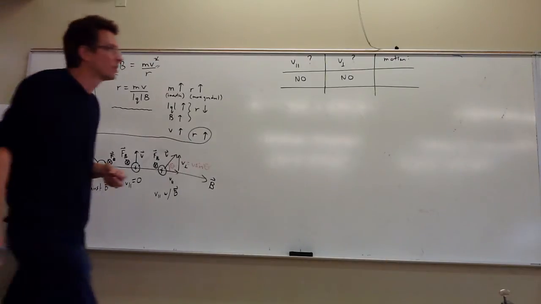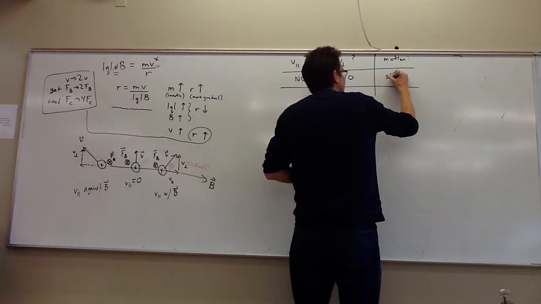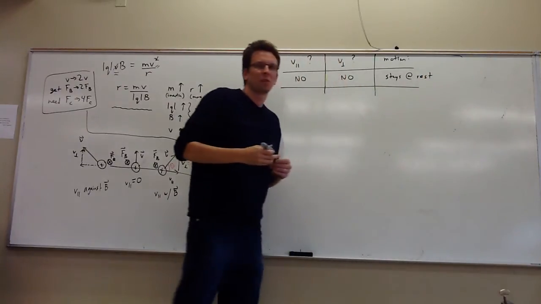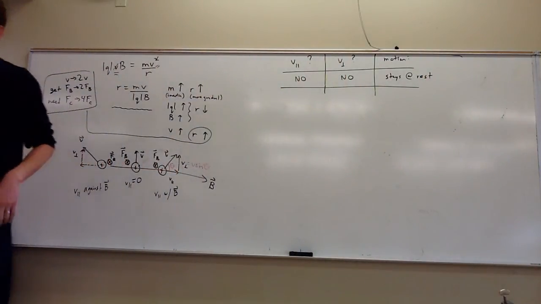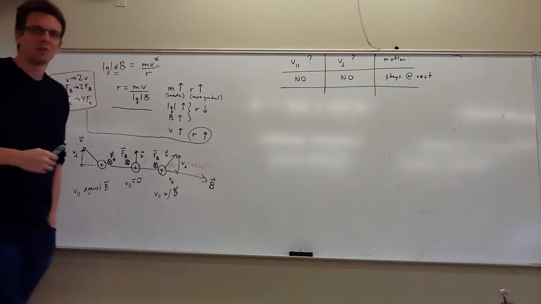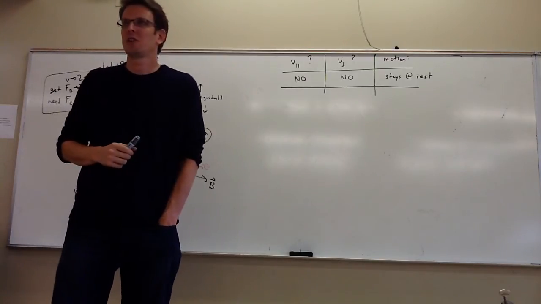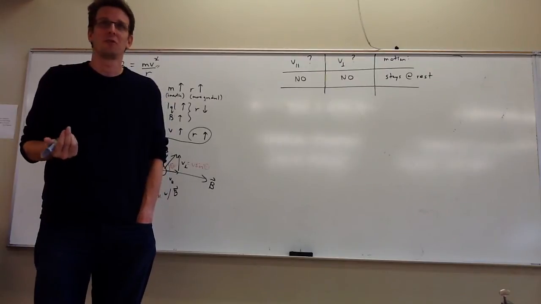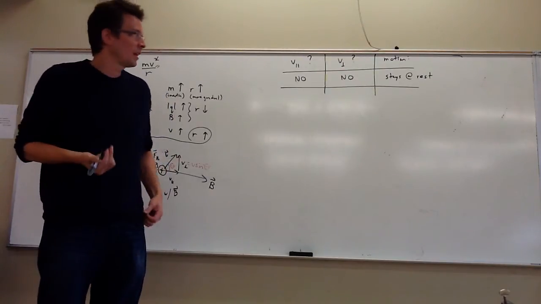Nothing. It's at rest. This particle stays at rest. So again, remember we characterize the magnetic force as deflective only. It can't increase or decrease the speed. It can only deflect the motion that you already have. In this case, we don't have any motion, so there's nothing to deflect. So there's no magnetic force at all.